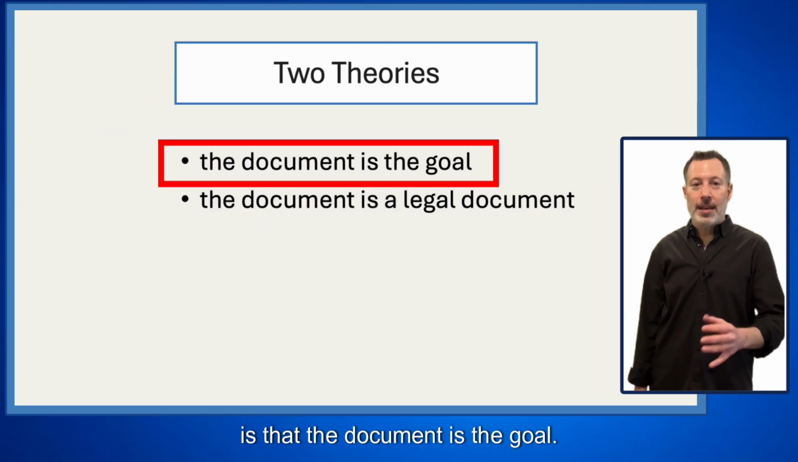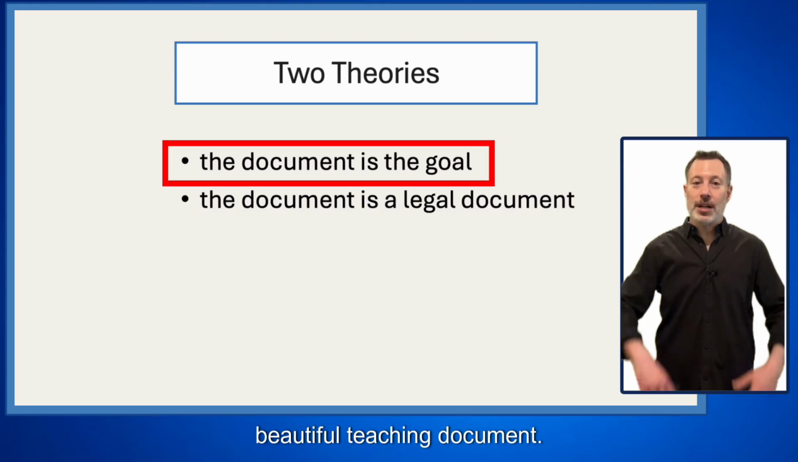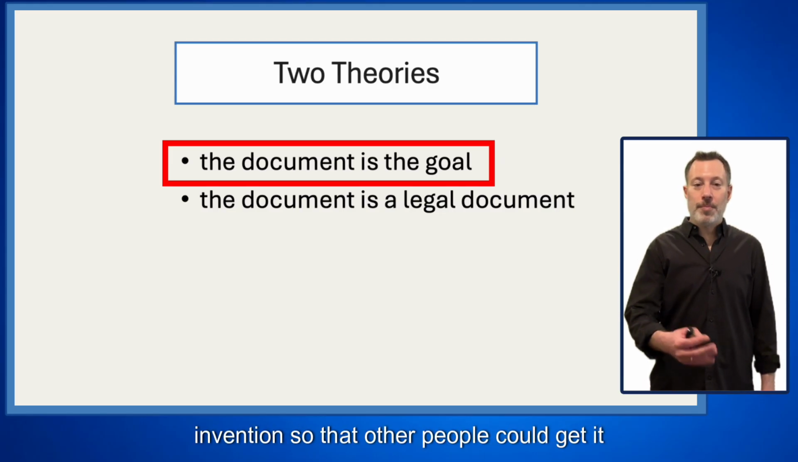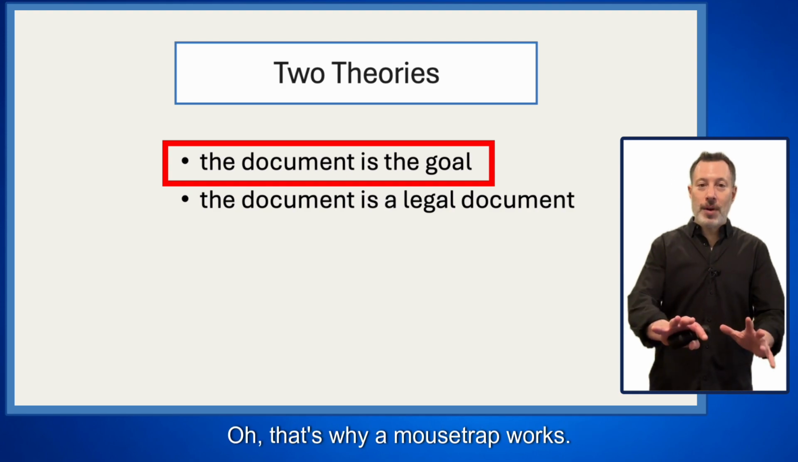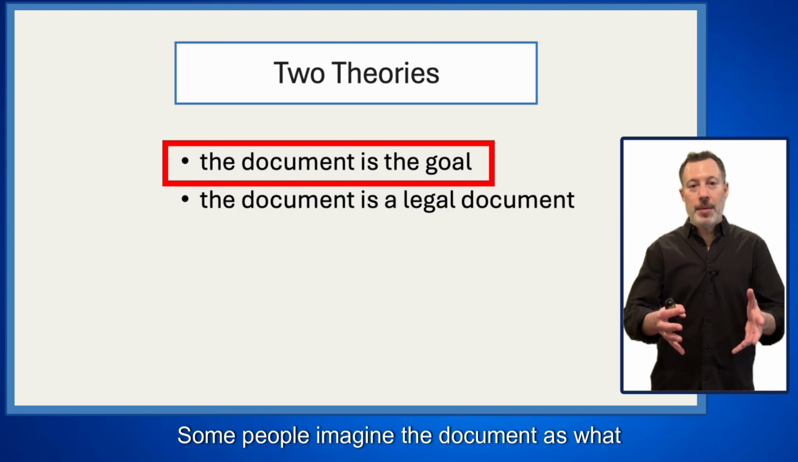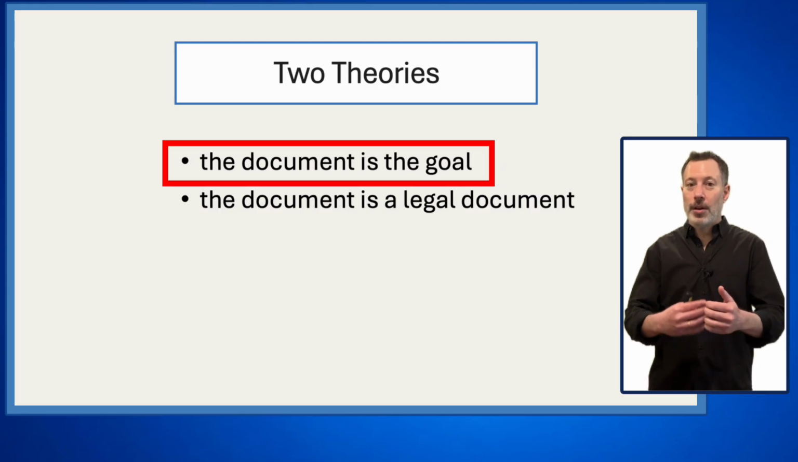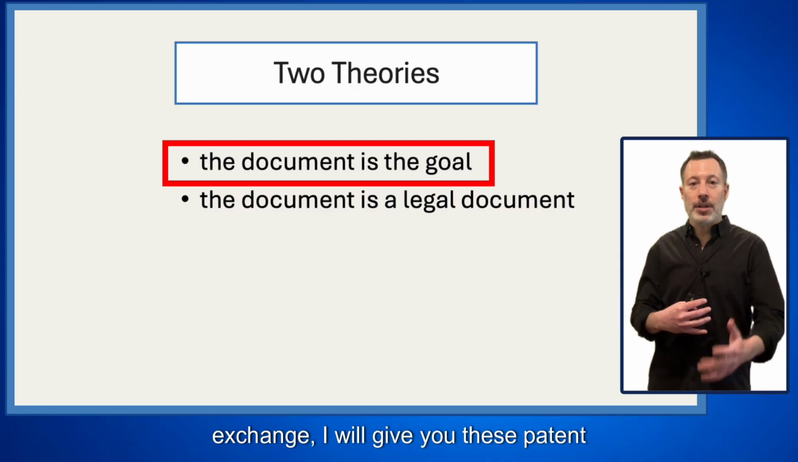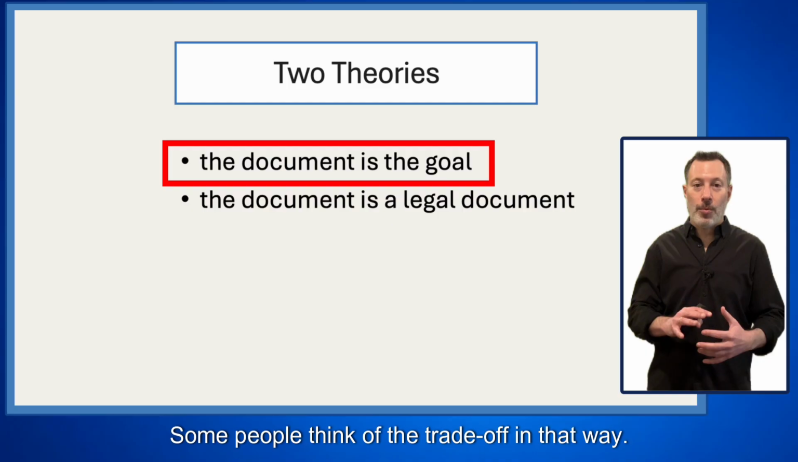One theory is that the document is the goal. On this theory, what I want is this beautiful teaching document. I want this document that explains the invention so that other people could read it and learn, oh, that's how you build a mousetrap. Oh, that's why a mousetrap works. Some people imagine the document as what they call the quid pro quo. You give me this wonderful teaching, and in exchange, I will give you these patent rights. Some people think of the trade-off in that way.